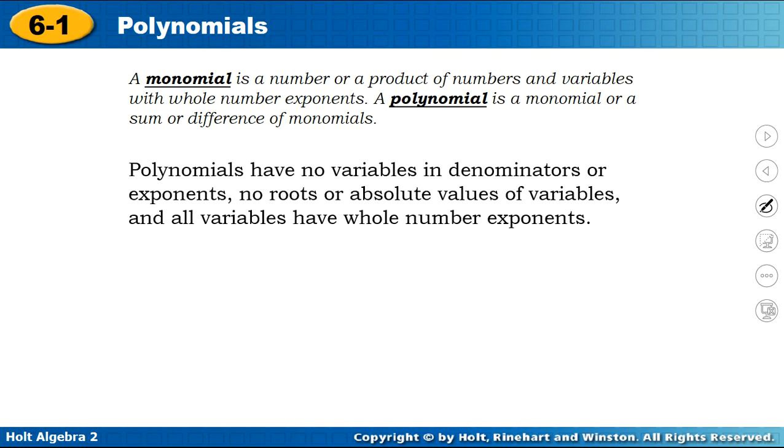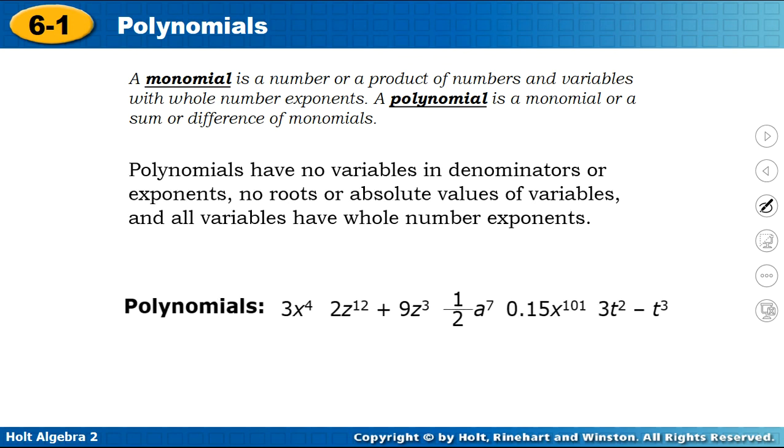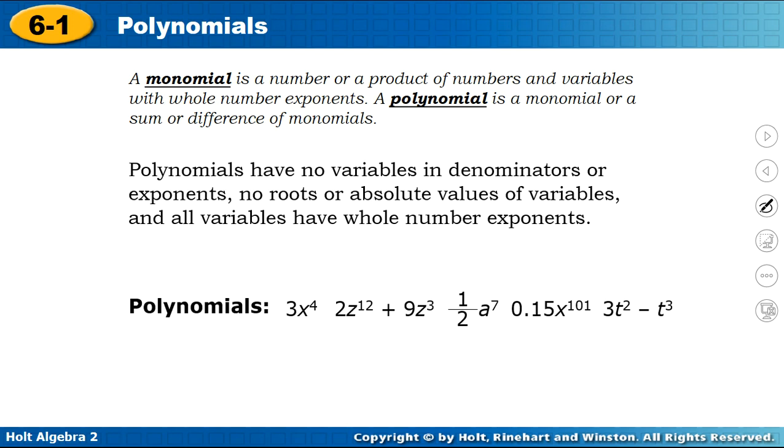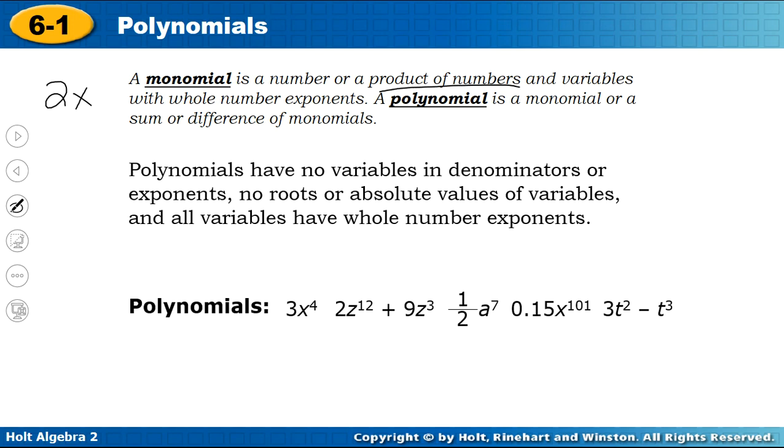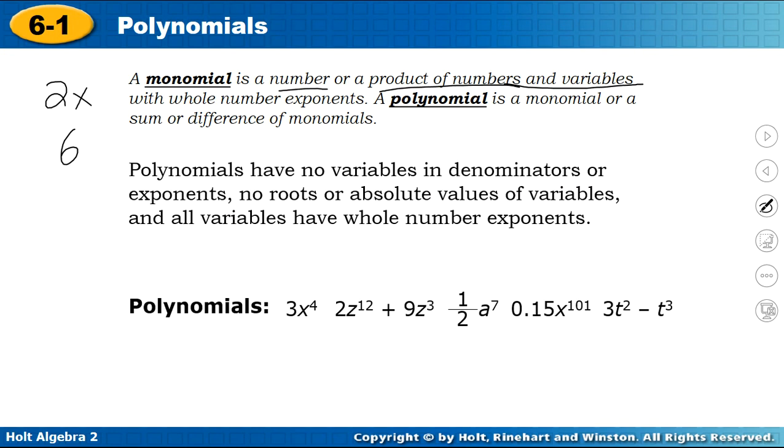A monomial. Let me give you an example of what a monomial is. A monomial is a number or a product of numbers and variables with whole number exponents. So some examples of a monomial would be 2x, because it's a product of numbers and variables. 6 is a monomial because it is just a simple number. 3x squared is a monomial.